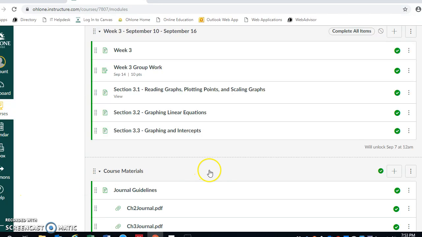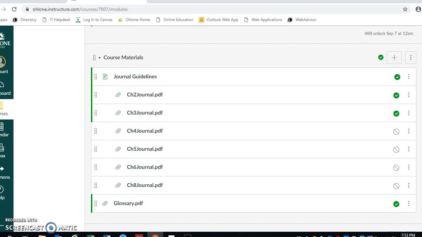I also wanted to point out, again, just in case you missed it, at the bottom of the modules, you will see the journal materials. So you can see here the PDF for Chapter 2 journal, the PDF for Chapter 3 journal, and you can go ahead and start in on your Chapter 2 journal. It could already be done.